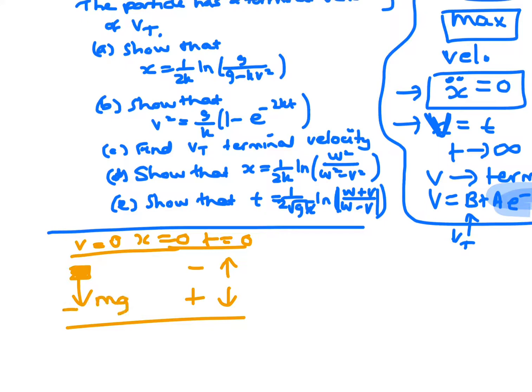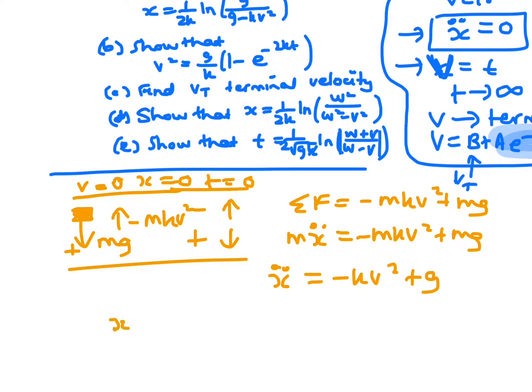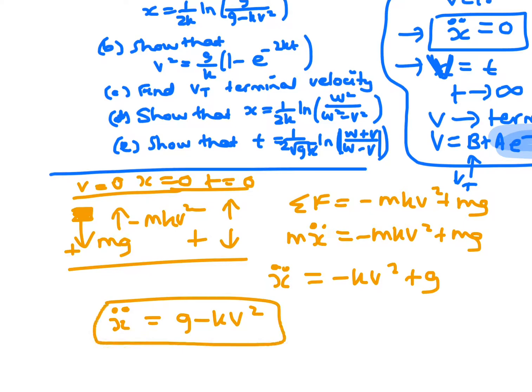The weight mg is definitely a force, and that's positive. The resisted force will go in the opposite direction, and it'll be mkv squared. So the sum of the forces is minus mkv squared plus mg, and the mass times acceleration will equal minus mkv squared plus mg. If you cancel the m out, you get minus kv squared plus g. So that means that the acceleration equals g minus kv squared.